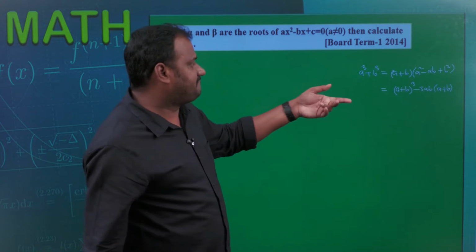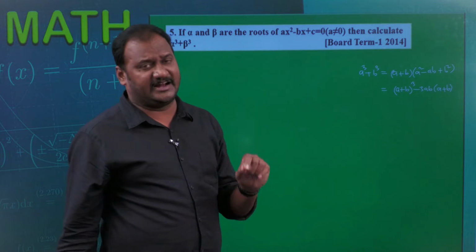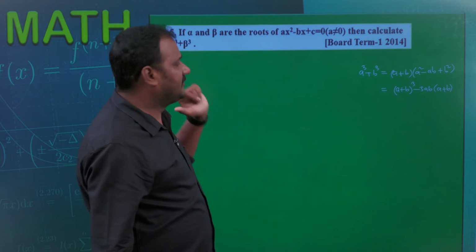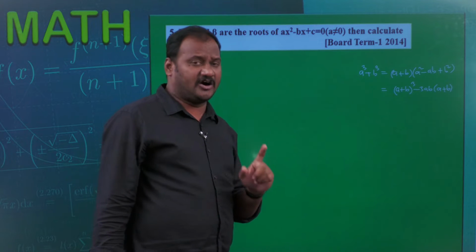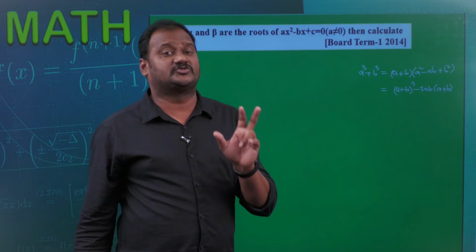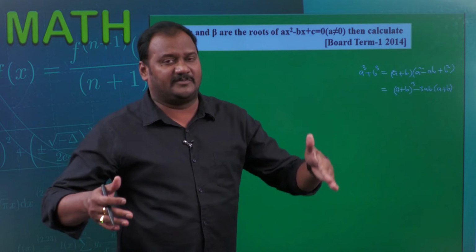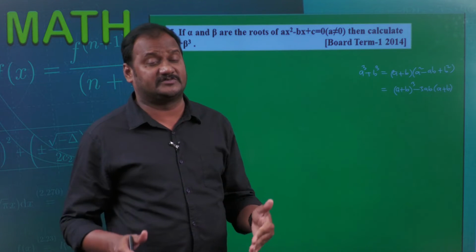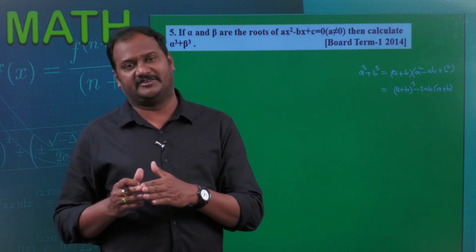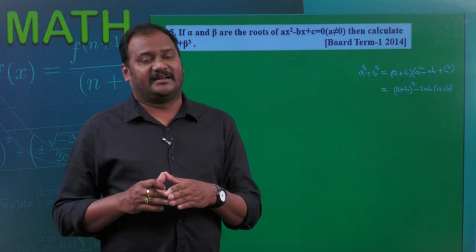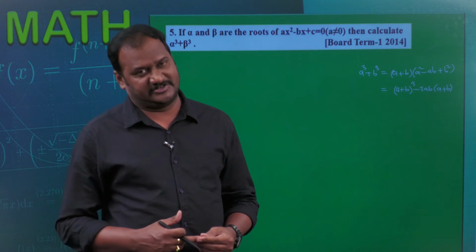But which is the preferable formula in order to find the value of alpha cube plus beta cube? See, always your formula should contain alpha plus beta and alpha into beta. The formula itself should be in terms of alpha plus beta and alpha into beta. Then it is easier for you to approach the solution.